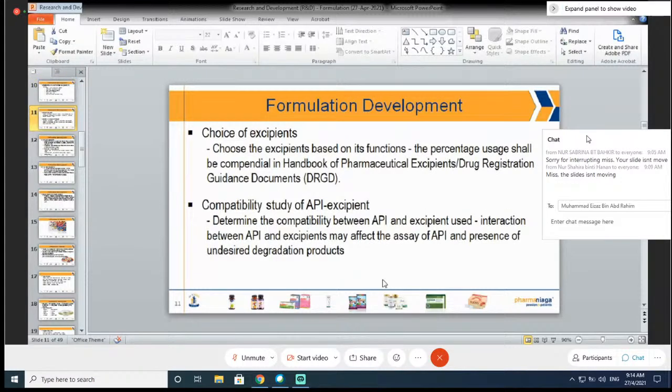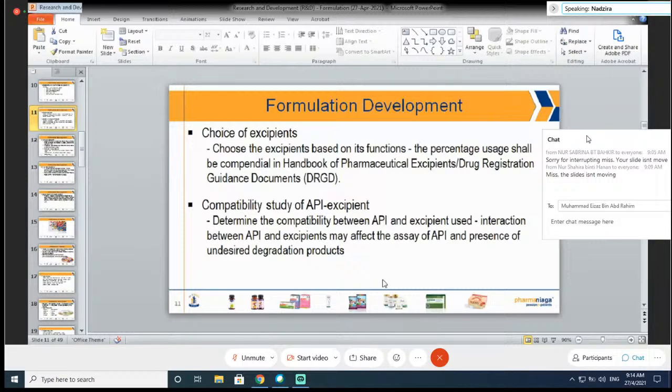Next is the choice of excipient. Based on the technical consideration, we have to choose the excipient based on its function, and the percentage or limit used should be within the limit as per the Handbook of Pharmaceutical Excipients and also the Drug Registration Guidance Document, the DRGD, that you can refer to. Because it is very important, if there are restricted excipients such as menthol, you have to determine the limit when taking according to the dosage. It's very important because it relates to the safety.